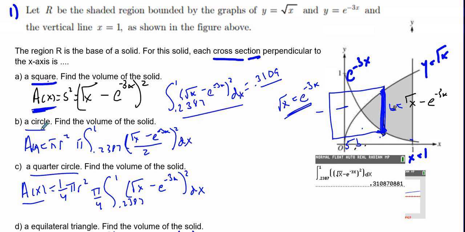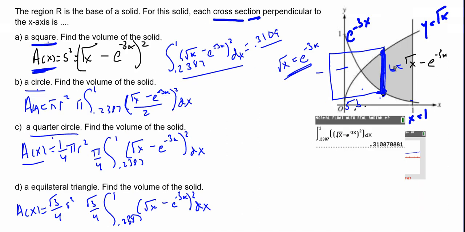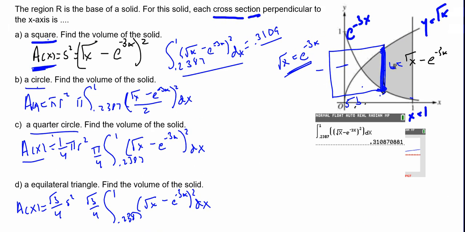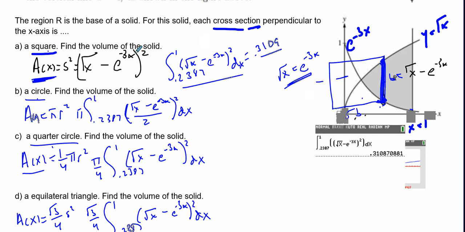We just did a square, a circle, a quarter circle, an equilateral triangle, and then a rectangle. All of these things you're very well capable of doing. But once again, it is knowing the area of the cross section that you're using.